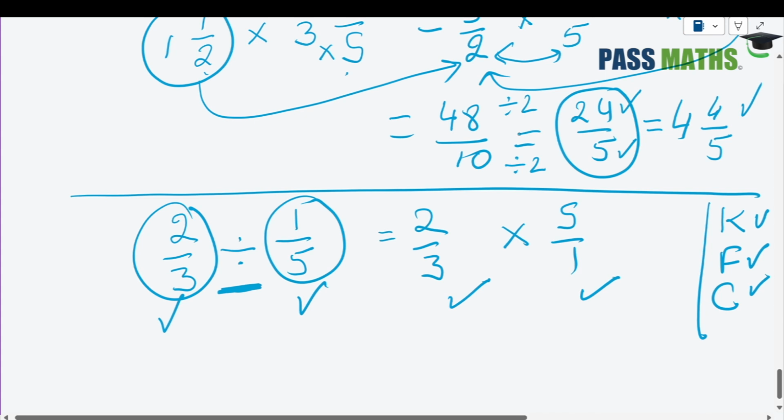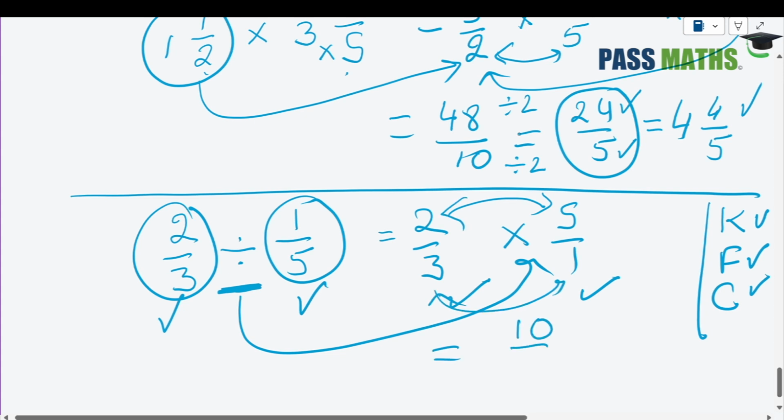Flip the next one over. Change the division sign to times. Now top number times top number, so numerator times numerator, which is 5 times 2 is 10. 3 times 1 is 3. And we can't simplify this, but it is an improper fraction.